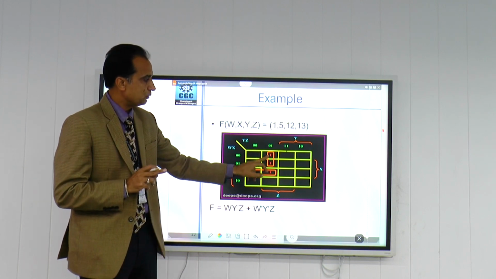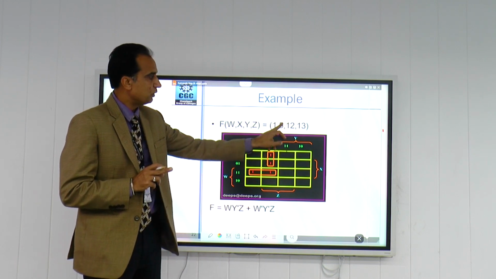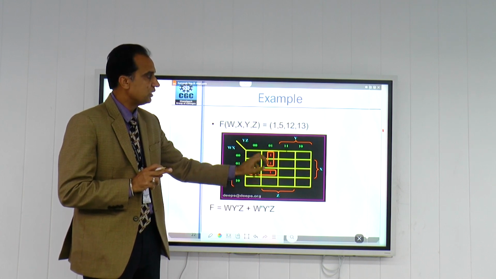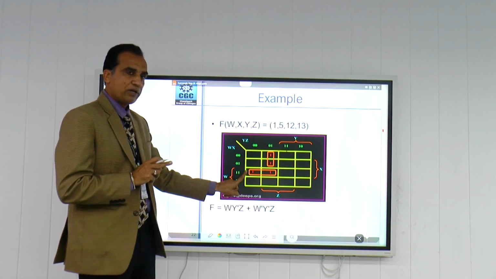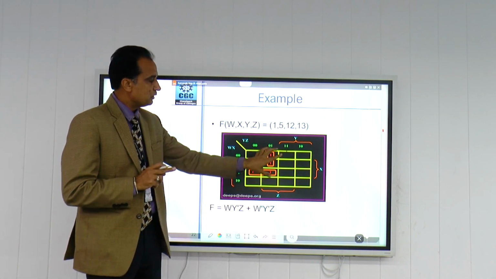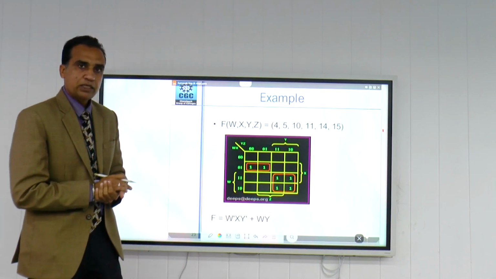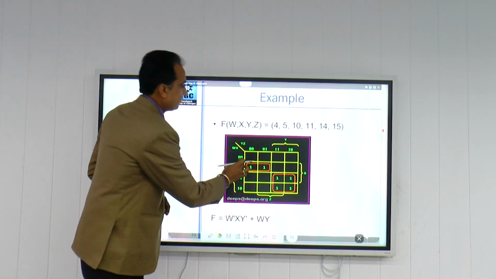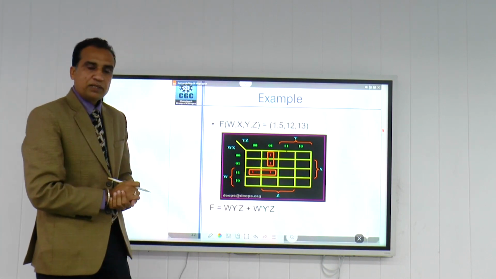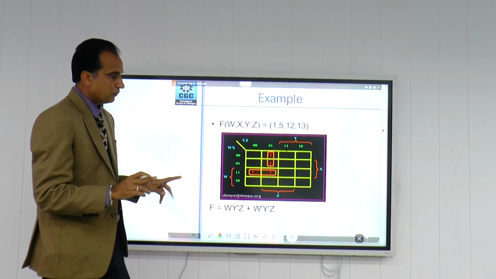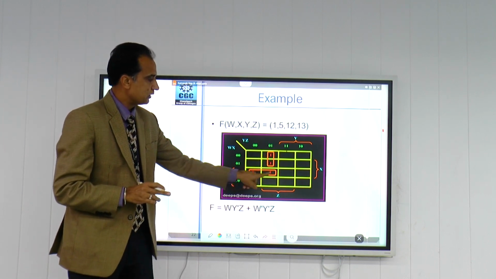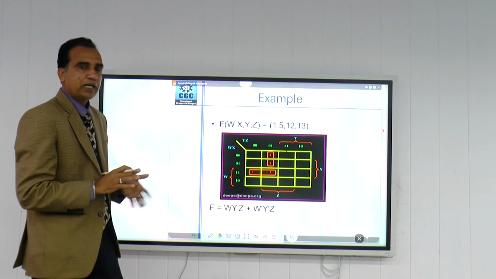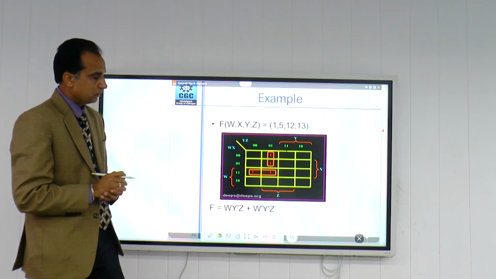We put 1 into the M1 position, then we put 1 at the M5 position, then 1 into the M12 position and M13. Means 4 ones are filled into the K map. Then next part is the grouping. Two groups are possible. One is vertical group and the second one is horizontal group of these two ones. Then we have to write the answer according to these two groups.